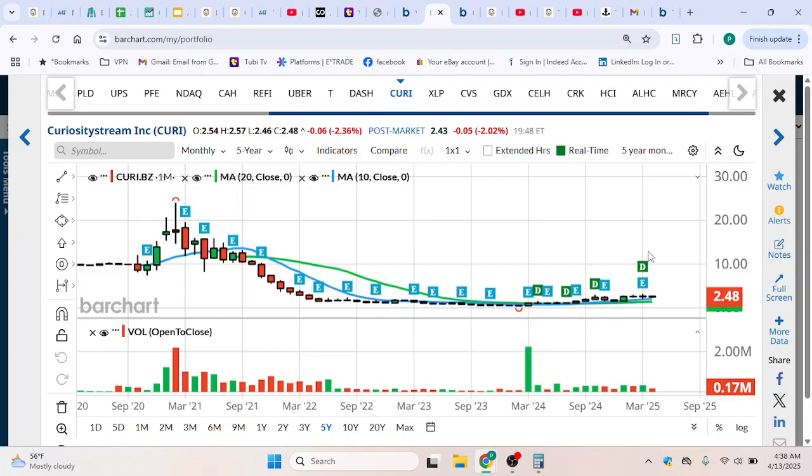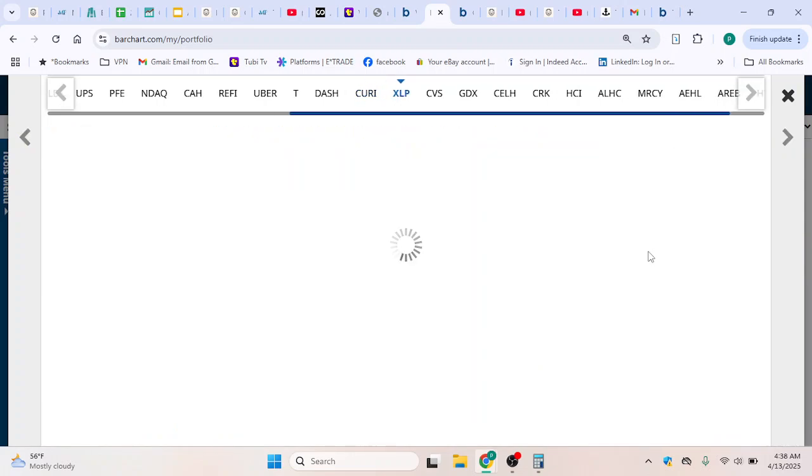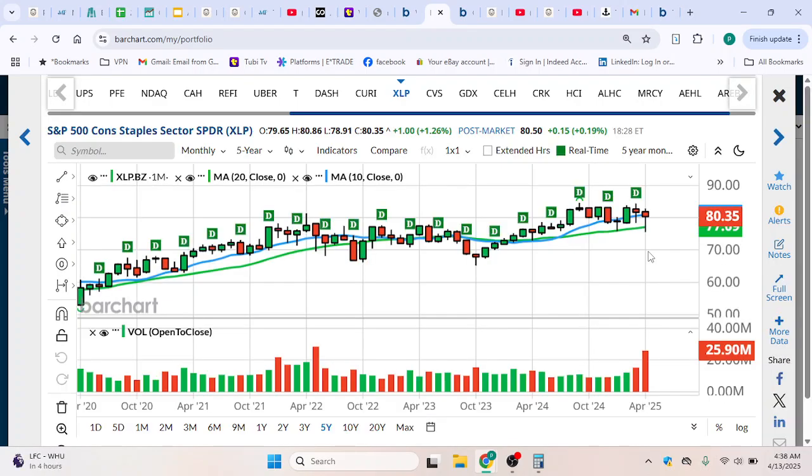This is a small streaming service, Curiosity Stream, which is in basically stage 1 at this time, so we'll see if that can pop out of that area for growth opportunity. Consumer staples have just been kind of back and forth over the last 6-8 months.